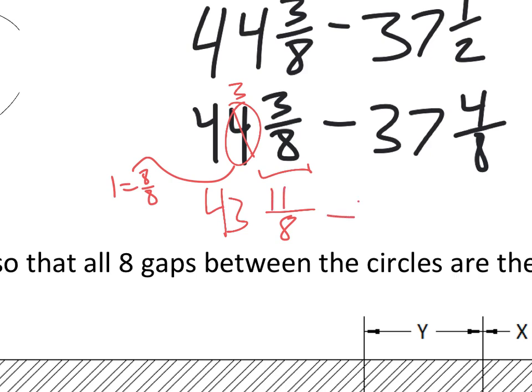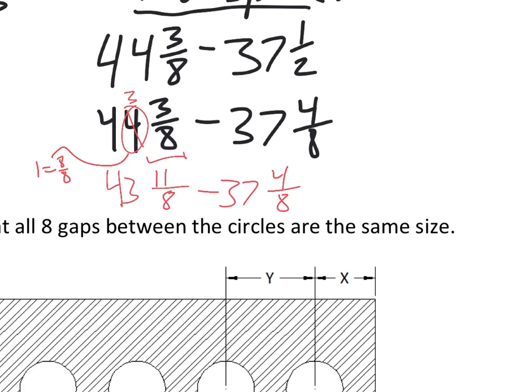Now I've got 11/8. Now we can subtract the whole numbers, and we can also subtract the 8s. Remember, we have to have common denominators, which we already did. We changed it to 8s. So that's great. 43 minus 37 is 6. And then if you have 11/8, you take 4 of those 8s away, you subtract them because you owe me some 8s. You're going to have 7/8.